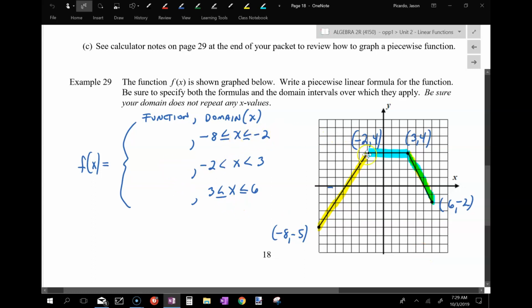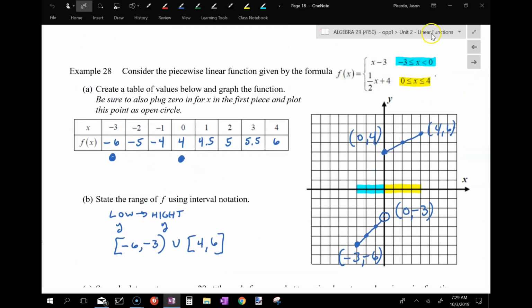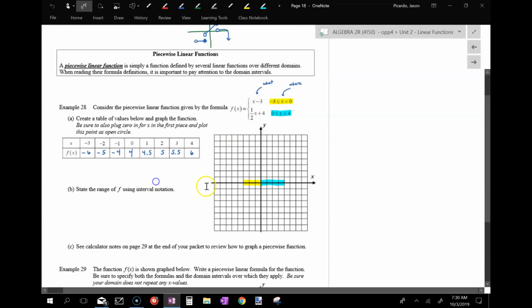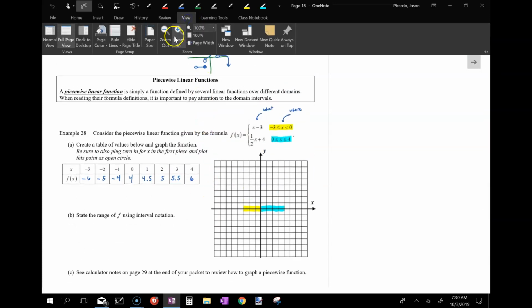So we said, guys, that the yellow piece went from -8 to -2. Oh, that's right. I flip-flopped that. Okay, hang on. That was the other class. Yep, we were on this one. You're right.